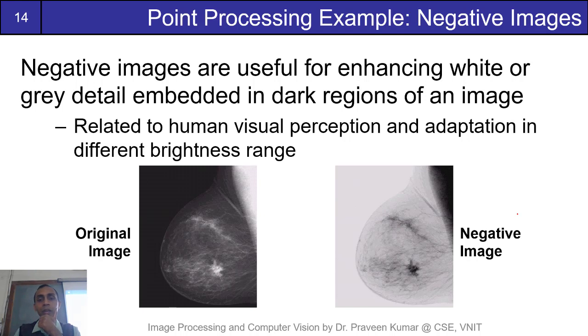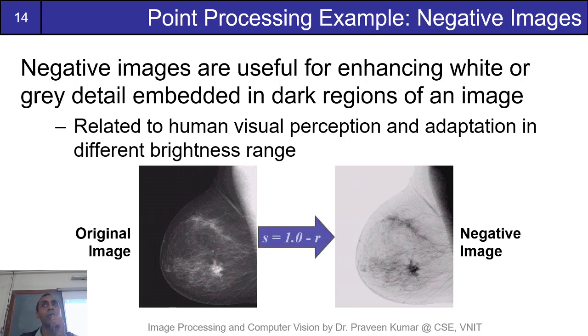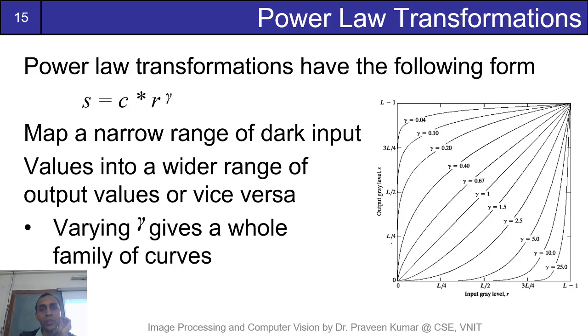So this is just a simple negative image. This is, I think, a mammogram image. We can see the original image, and if you take a simple negative transformation, if you simply do 1 minus r, we get a negative image. A negative image may be useful many times. It may be related to our perception, so what we may not be able to see in this image, maybe we are able to see more clearly in this image. And for other purposes, negative images also have some utility.